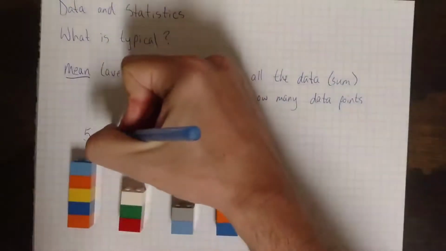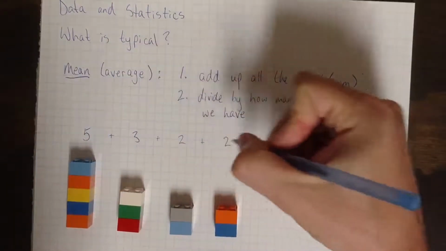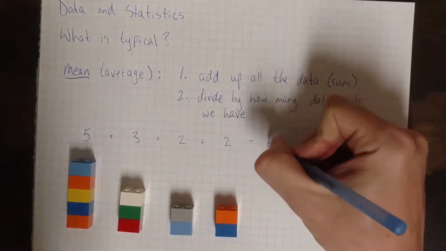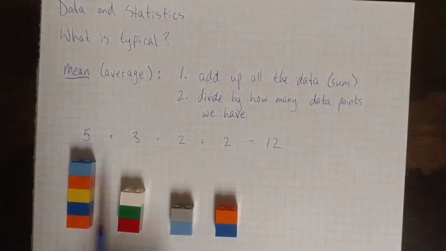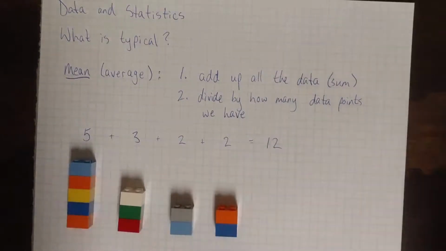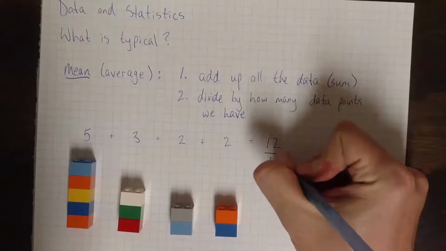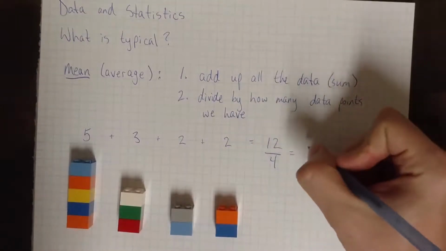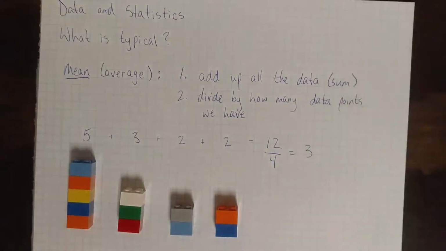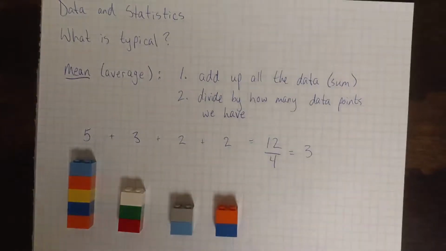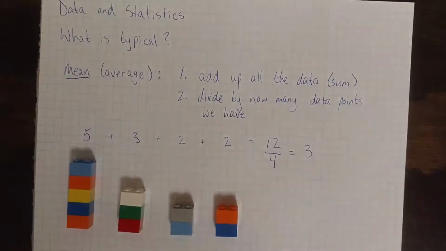Now if we add these up, we get 12. And then how many people did I ask? I asked 4 people, so we will divide 12 by 4. And we find out that the average number is 3. What does that mean though? What is it telling us that the average number is 3? Because we're going to learn in this unit, we have other ways to find out what's typical.